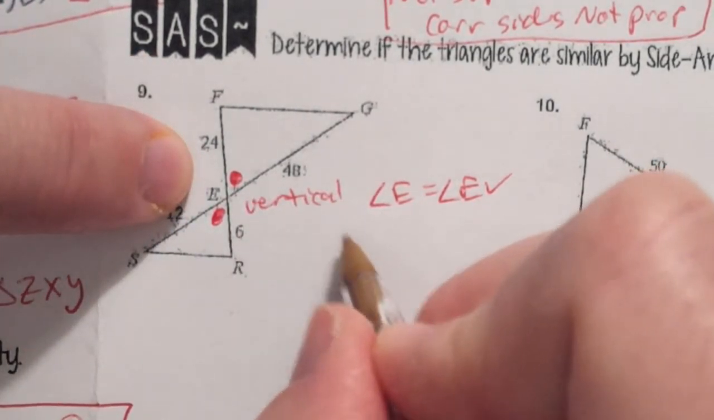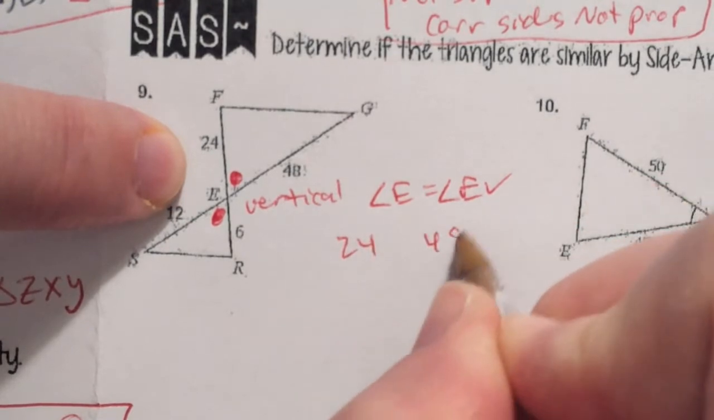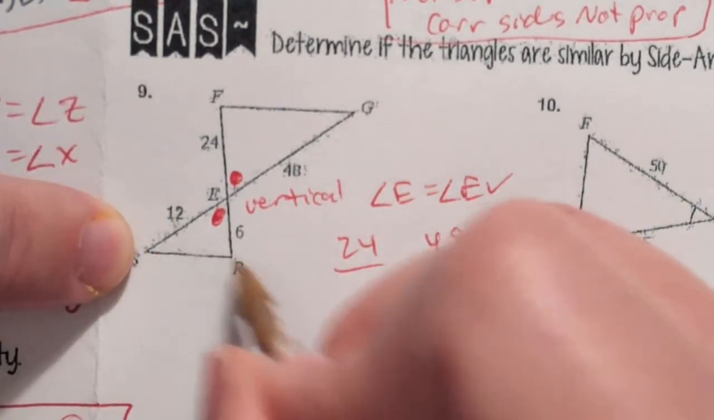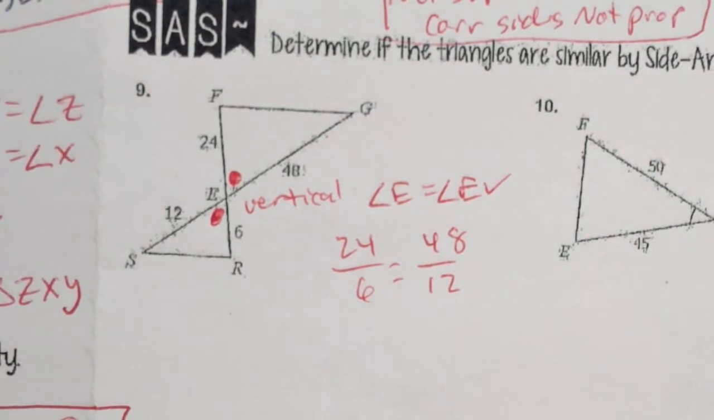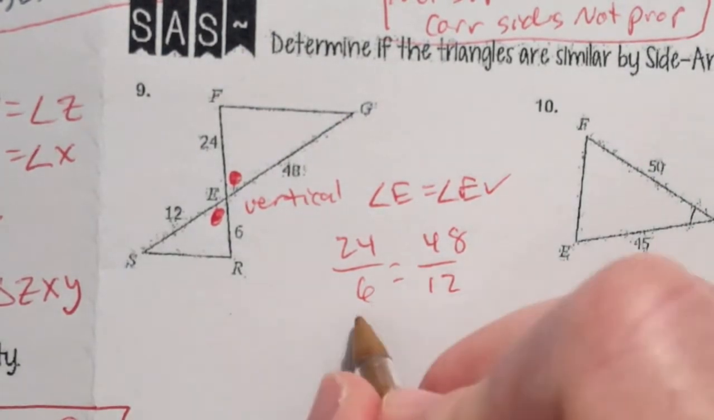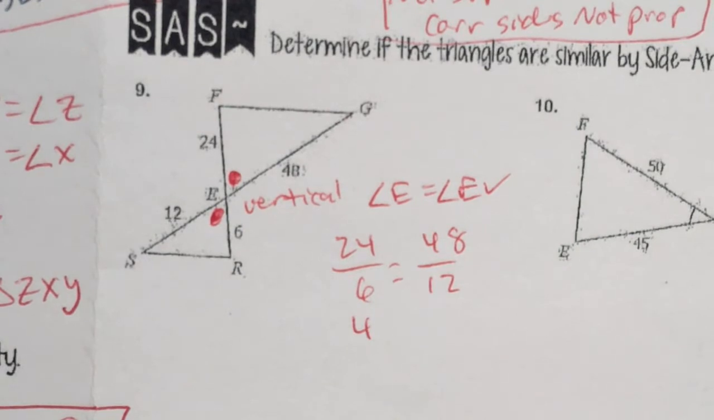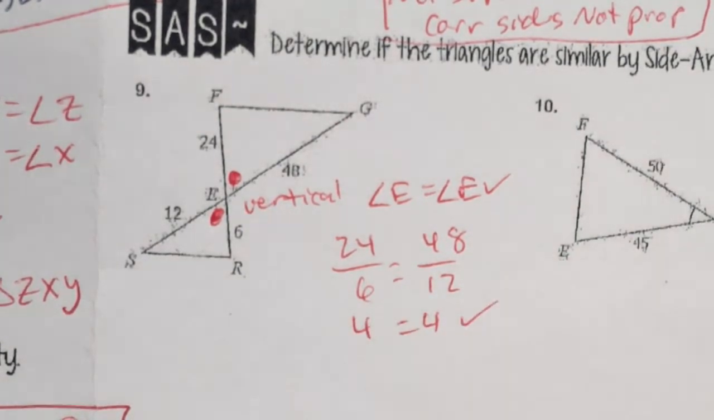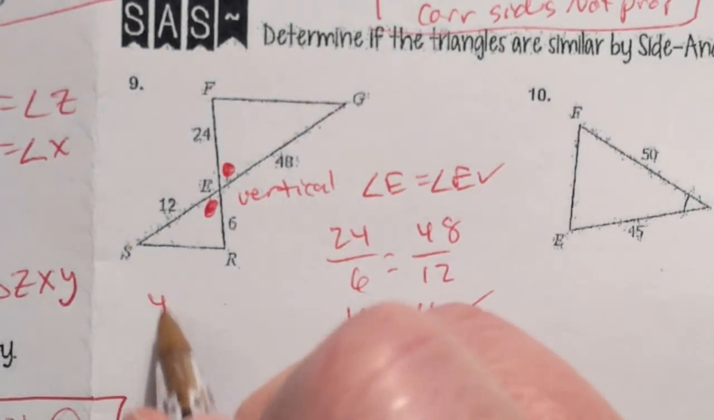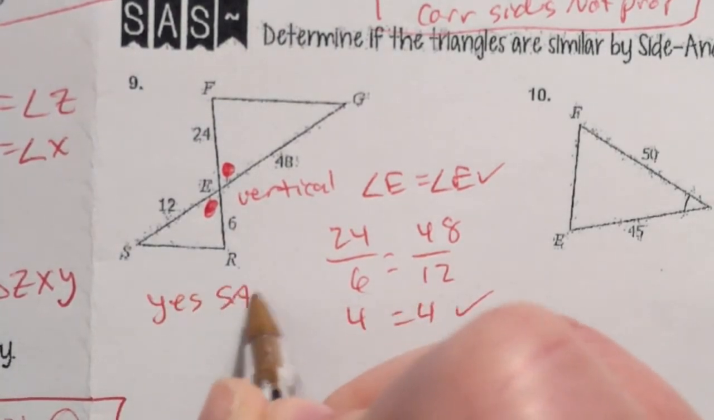So I'm going to write the sides from least to greatest, 24 and 48, over from least to greatest, 6 and 12. So 24 divided by 6, we get 4, and 48 divided by 12, we also get 4. So yes, this checks out as well. So yes, this is similar because of SAS similarity.